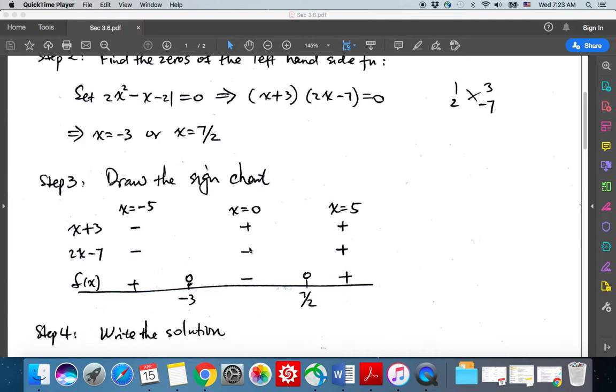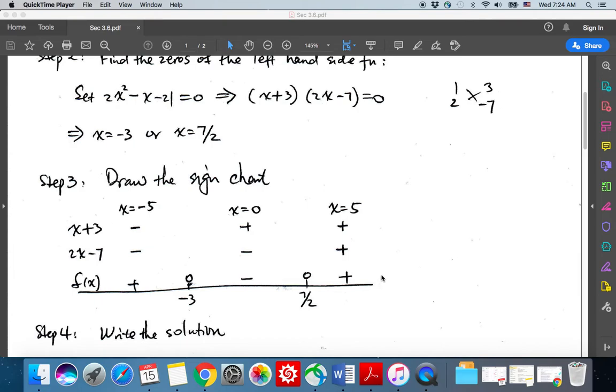Similarly, we can pick a test point for this middle interval to be 0. The first linear factor is going to be positive. The second linear factor, when x equals 0, is going to be -7, which is negative. If we multiply these two linear factors together, we're going to get a negative. For the last piece, let's pick x equals 5. The first linear factor is positive. The second linear factor is positive. Multiply them together, we're going to get a positive number. So the polynomial is going to be positive over this entire interval.